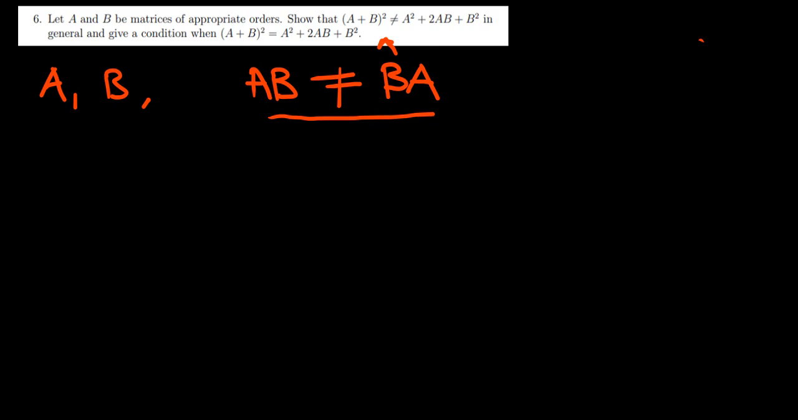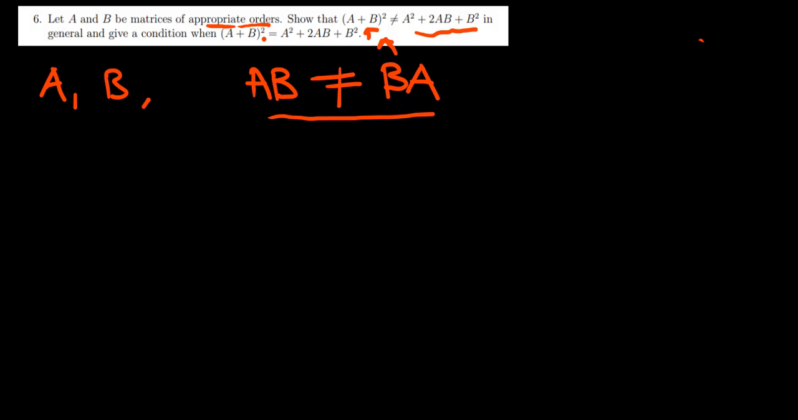Let A and B be matrices of appropriate orders, meaning we can multiply the two matrices. Show that (A plus B) squared is not equal to A squared plus 2AB plus B squared in general, and give a condition where (A plus B) squared will be equal to A squared plus 2AB plus B squared. So what we need to do here is expand the left side and see if it's going to be equal to the right hand side.